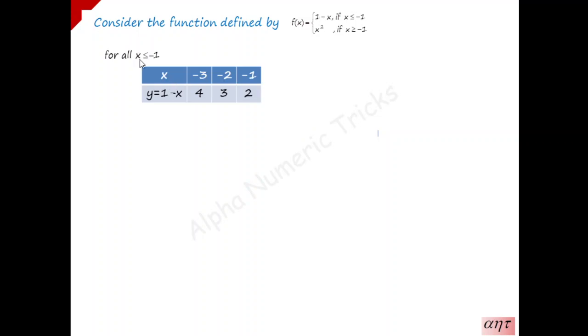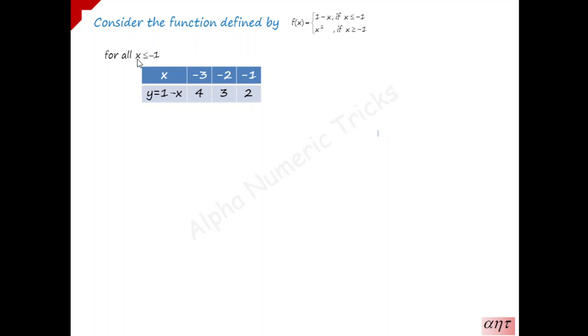Consider the function defined by f of x is equal to 1 minus x if x is less than or equal to minus 1, and is equal to x squared if x is greater than or equal to minus 1. For all x less than or equal to minus 1, the minus 1 is included here. So we have x is equal to minus 1, minus 2, minus 3. The maximum value of x taken here is minus 1.